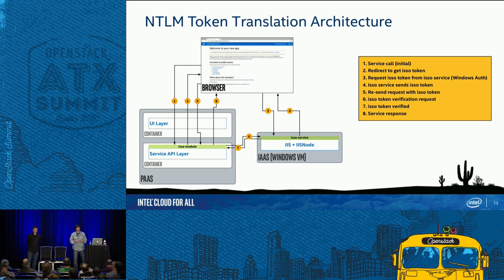So what happens? The browser says, hey, I need to communicate with this service API. The service API goes, nope, you need a token. So the browser uses that information to go get a token. The ISO service then issues a token based on the user and sends it back to the browser. The browser then resends the request to the service API. The ISO module, again, intercepts that, goes off to the ISO service, verifies that it's a valid token, and then finally the service sends the response back to the UI.